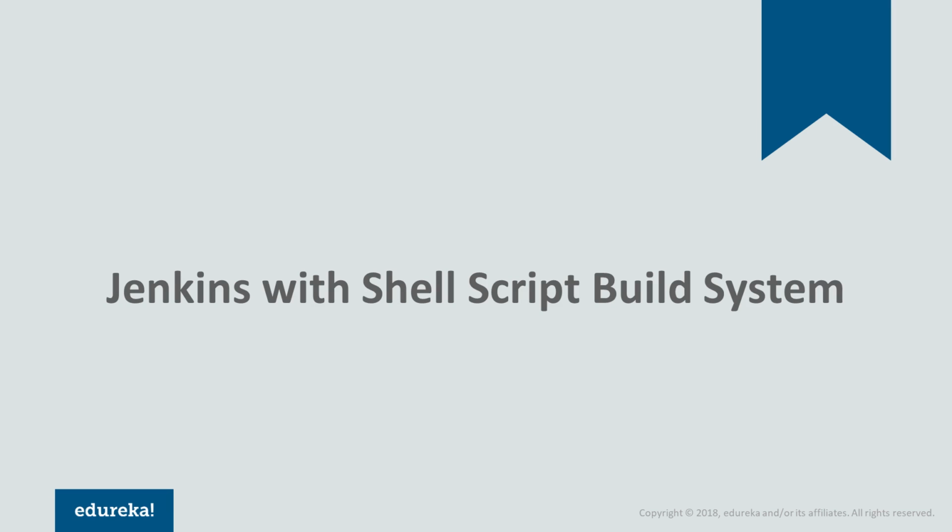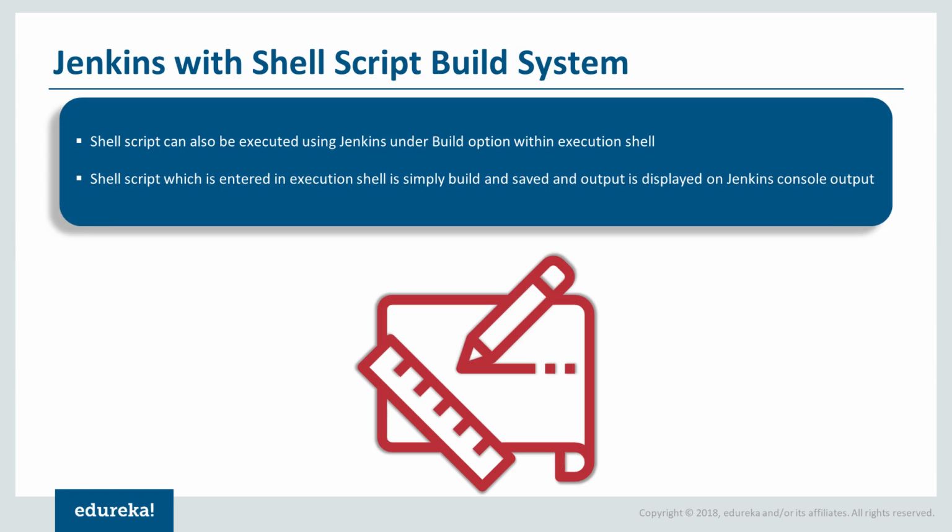The next option is Jenkins with the shell script build system. Now, basically shell scripts are the ones which can be executed using Jenkins under the build option within execute shell. So let's say you already have a shell script which you have been using all this while for your build or execution or deployment. Jenkins provides you a way to directly call those scripts just like you have been doing before. So the shell script which is entered in execute shell is simply built and saved, and output is displayed on the Jenkins console output. So Jenkins will call that script, run that, do the execution, and once everything is complete, it will provide you the output screen within the Jenkins console, which we have already seen a number of times.